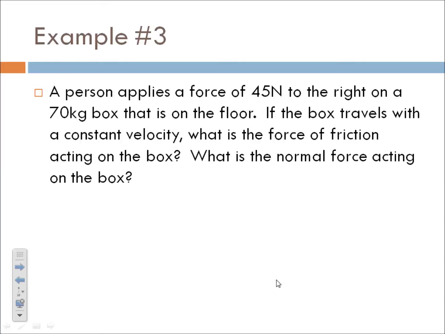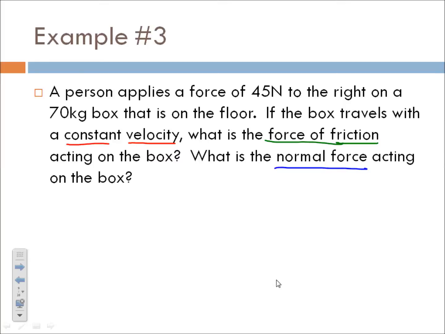All right. So for our third and final example of balanced forces, we're going to add in some extra stuff here. Here we have a person applying a force of 45 newtons to the right on a 70 kilogram box that's on the floor. If the box travels with a constant velocity, all right, constant velocity keywords, that means we're in equilibrium. What is the force of friction? All right, so we're looking for the force of friction. And what is the normal force on the box?